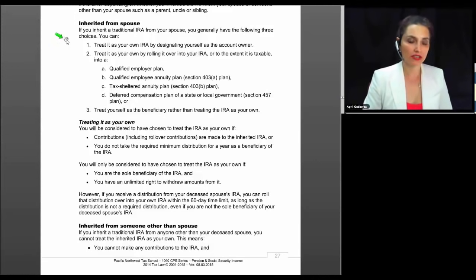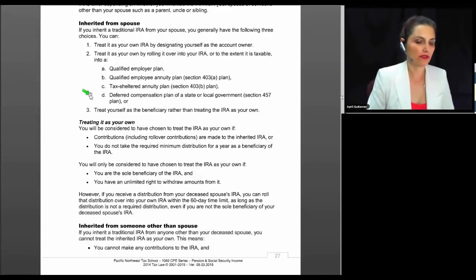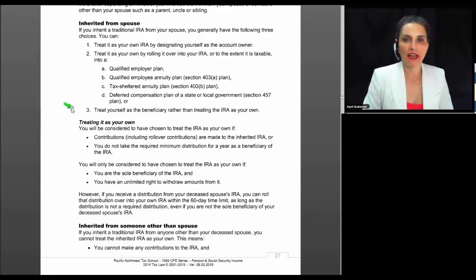If you inherit a traditional IRA from your spouse, you generally have the following 3 choices. You can treat that IRA as your own IRA by designating yourself as the account owner. Or you can treat it as your own by rolling the funds that are in it into your own IRA, or to the extent it's taxable, into a qualified employer plan, a qualified employee annuity plan, a tax-sheltered annuity, or a deferred compensation plan. Or you can treat yourself as a beneficiary rather than as the IRA owner.